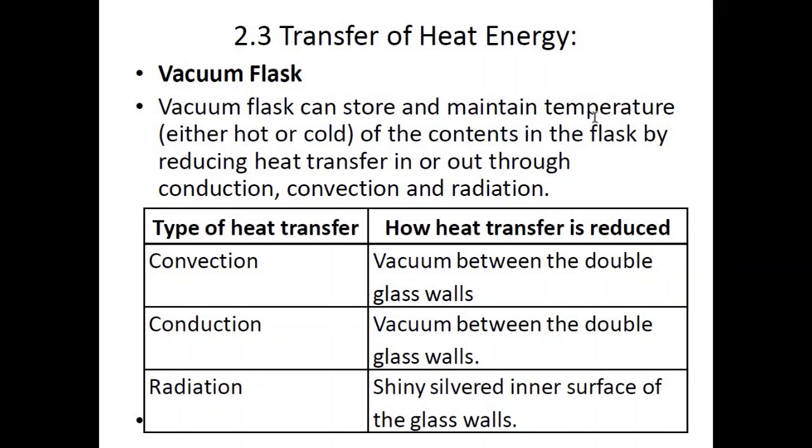Hence, the content inside the flask is able to remain hot or remain cold, as the reverse also occurs. No radiation is able to penetrate through the shiny glass surface inside the flask, and all these three methods prevent the vacuum flask from cooling down or heating up too quickly.